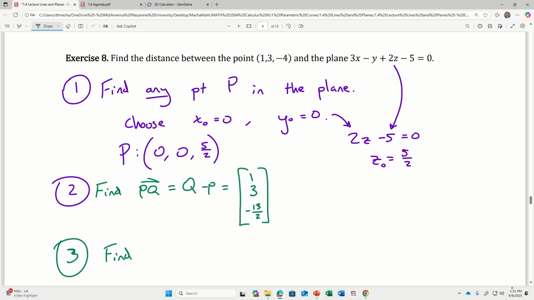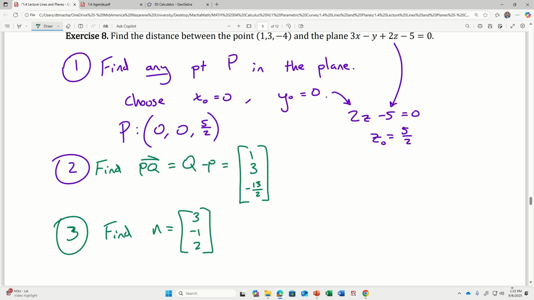We need to find n, which is the vector normal to the plane, which is going to be 3, negative 1, 2. I get that from the plane equation. And then my formula for the distance is the absolute value of PQ dotted with n hat, which is another way of saying like PQ dotted with n divided by norm of n.